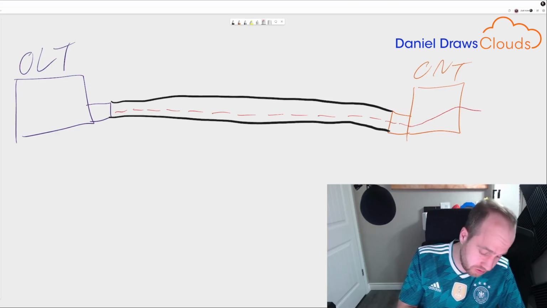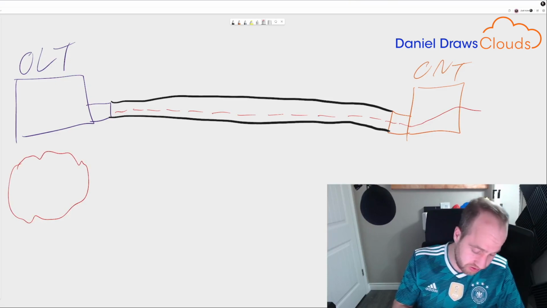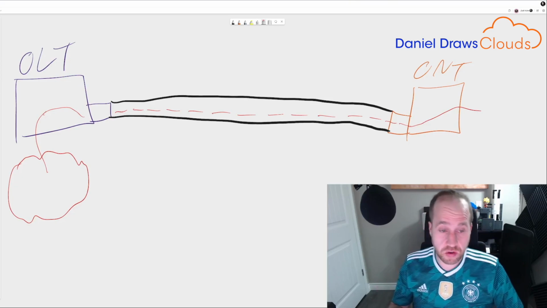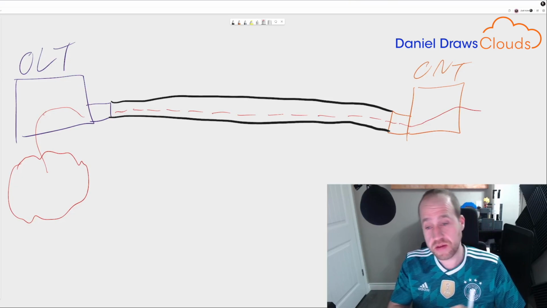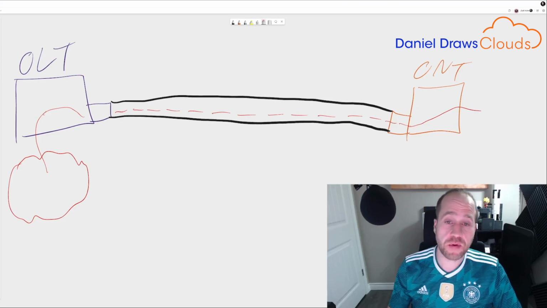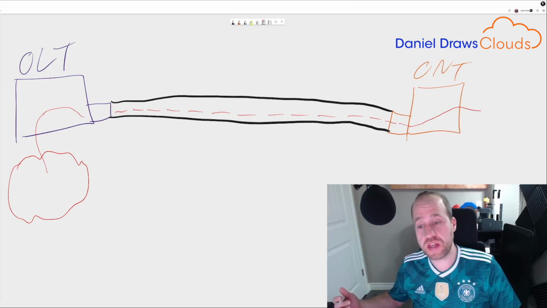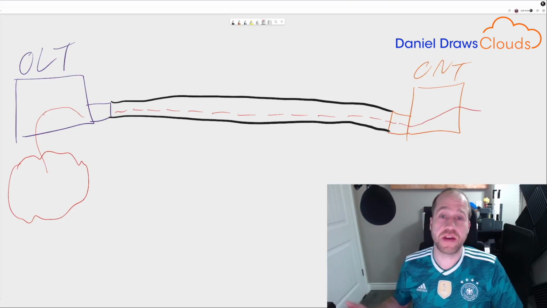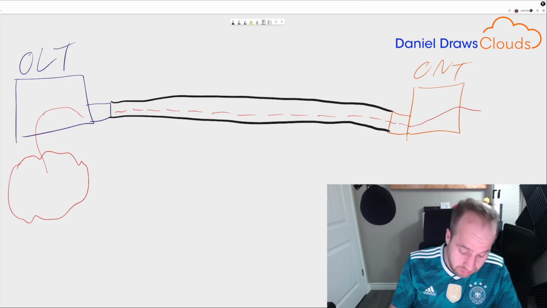So our internet over here with our fluffy cloud is sending data in. It's being converted from data, ones and zeros, into bursts of light that are being transmitted across the fiber cable, being received by the ONT, and it's converting it back into a digital signal. And it does the exact same thing in the other direction.